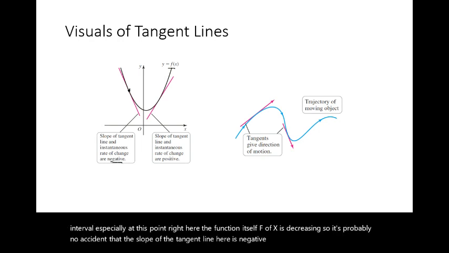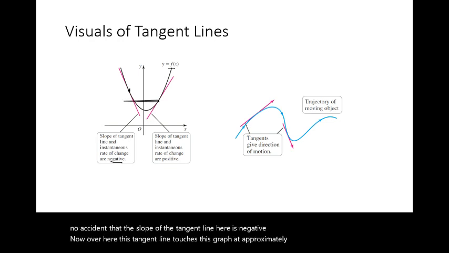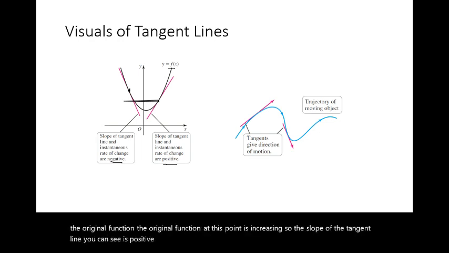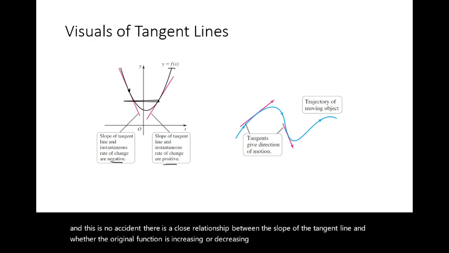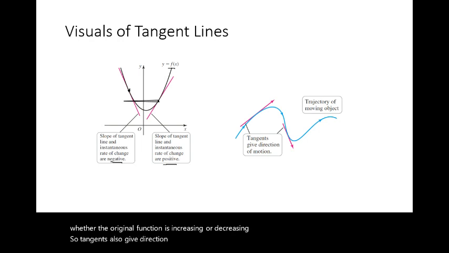Over here, this tangent line touches this graph at approximately this point. If you look at the original function, at this point it is increasing, so the slope of the tangent line, you can see, is positive. And this is no accident. There is a close relationship between the slope of the tangent line and whether the original function is increasing or decreasing. Tangents also give direction and motion, especially in a graph that models something in motion.